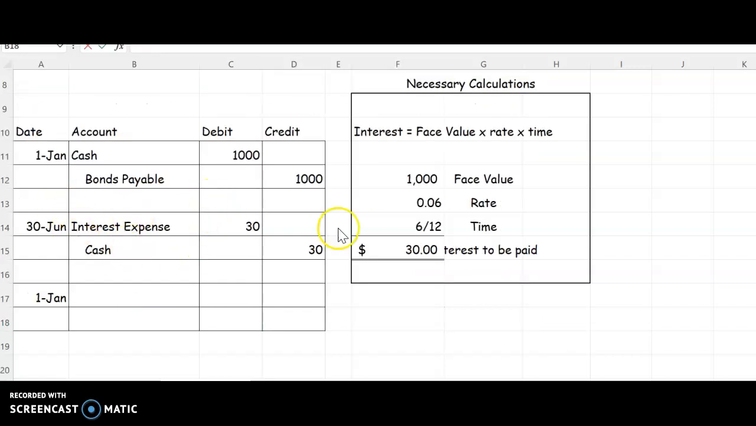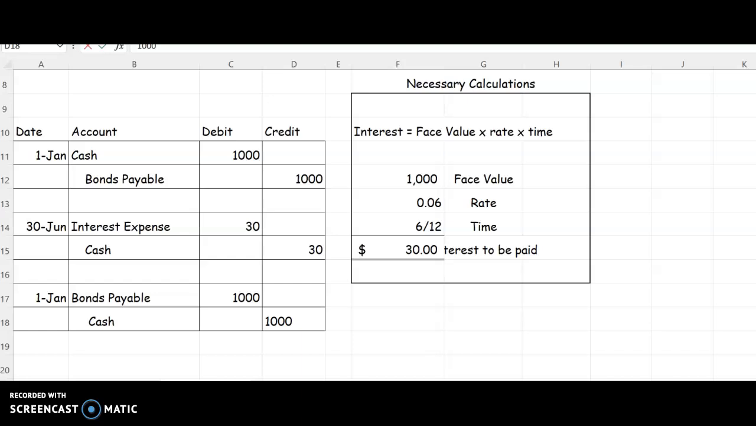And this is important because this is the reason why they lend us money, is because they expect those interest payments every 6 months. At the end of the term, in 5 years, when I go to repay this, so that would be January 1st, 5 years later, I'm going to get rid of my bonds payable, the total amount. So I'm reducing my liability, and then I'm going to pay them back their cash.